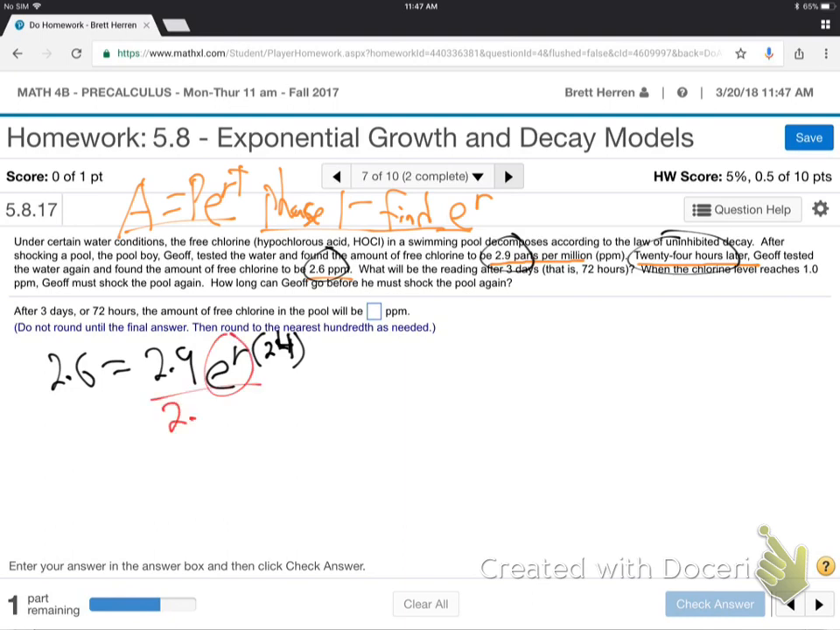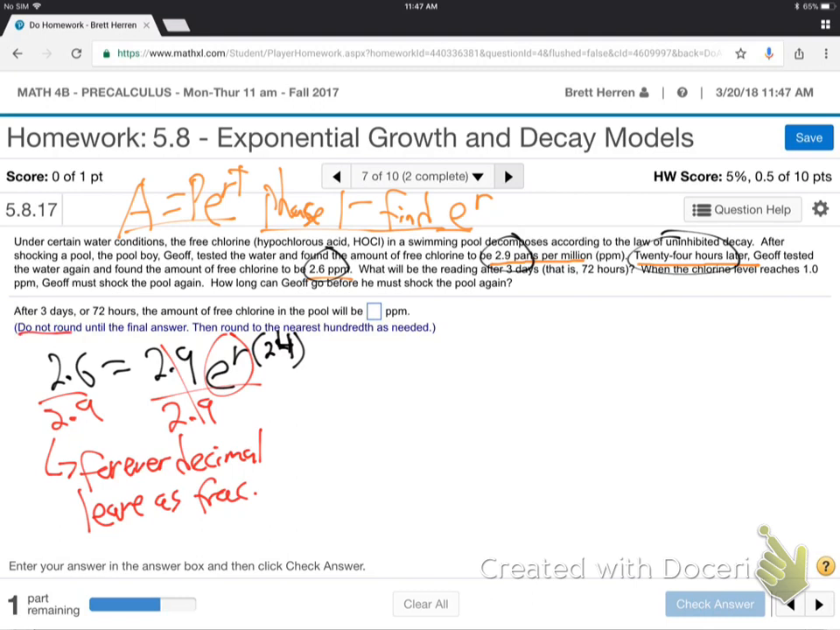So divide by the 2.9, right? But when you do that on your calculator, it's really ugly, isn't it? If it's an unending decimal, a decimal that goes forever, leave it as a fraction. I don't want a decimal going forever because I'd have to round that. And see how they say do not round until the final answer? Because it'll really throw your answer off, because this is going to end up being in the power eventually, and any rounding now will really make a drastic difference in the answer.